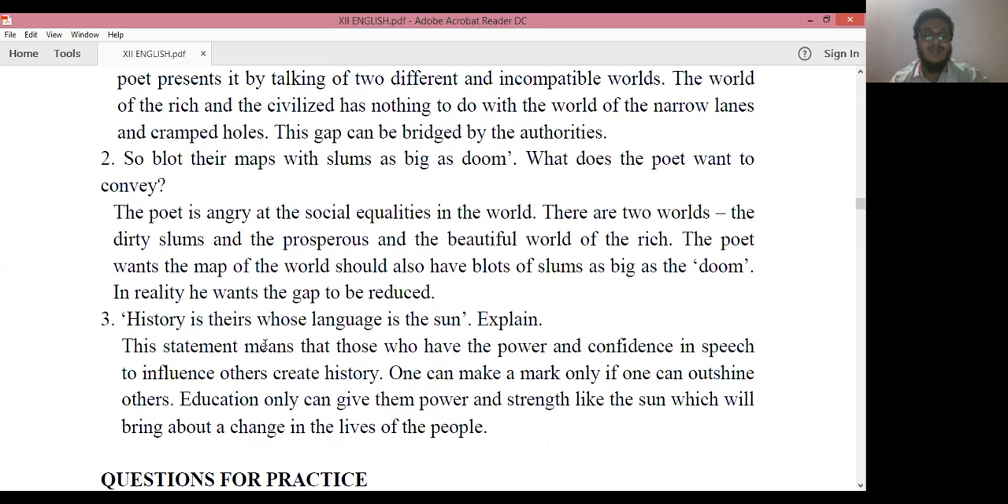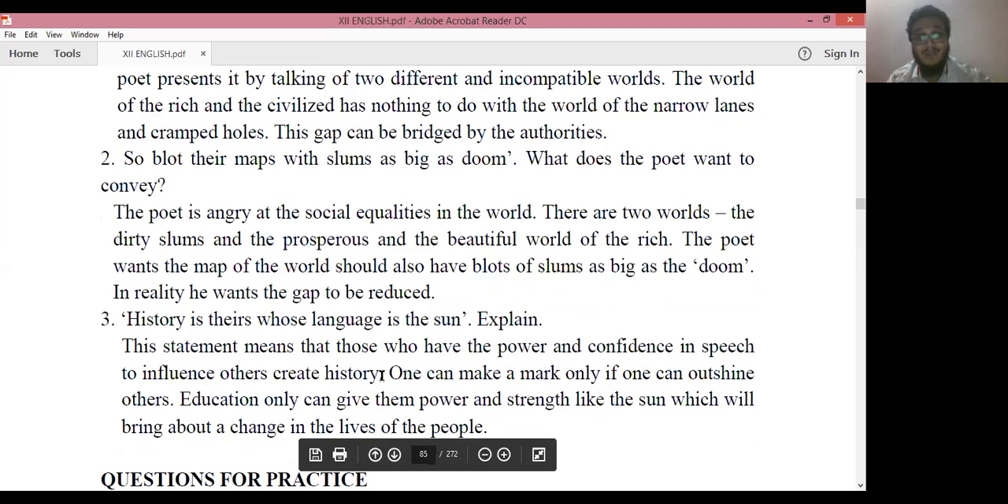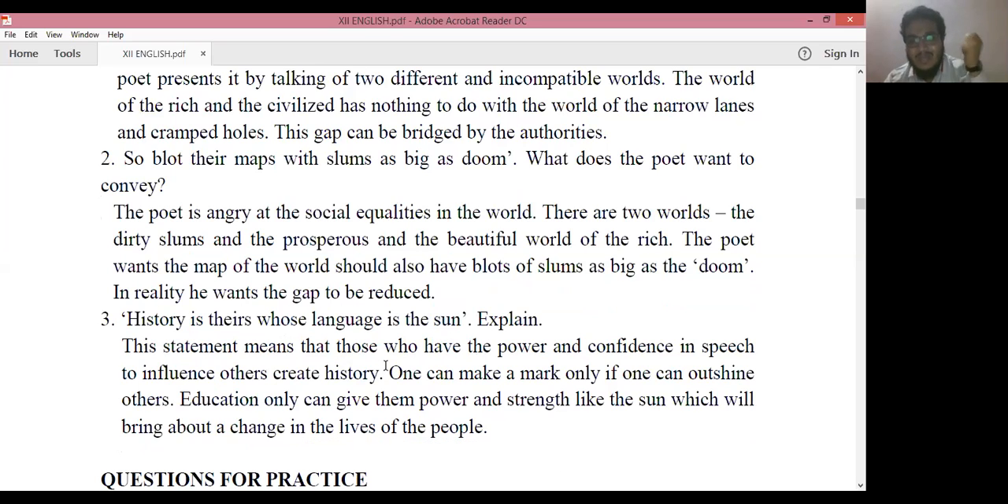Next one: "History is theirs whose language is the sun." Explain. This statement means that those who have the power and confidence in speech to influence others create history. Like Modi has power and influence in his speech. So we are creating a history right now. We'll read it in history in future days.